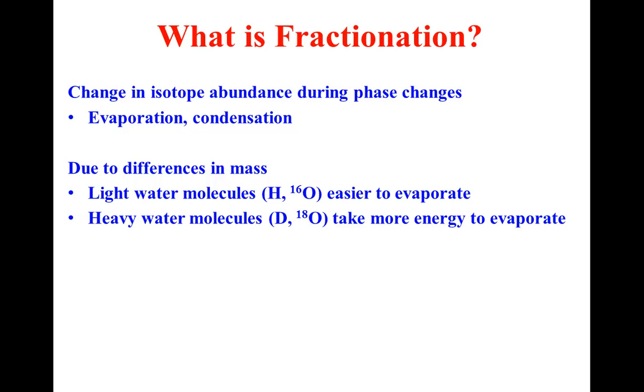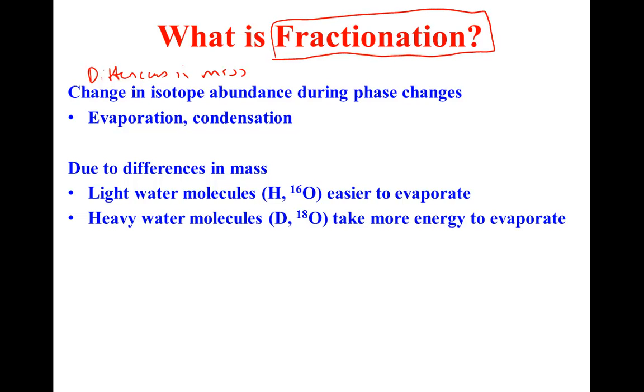Now, isotopes have differences in mass. As a result, they undergo a process called fractionation whenever they undergo a phase change. What is a phase change? Well, a phase change is something like a change from solid to liquid, or from liquid to gas. With respect to water molecules, of course, water evaporates from the ocean. It's going from liquid to vapor. That's an example of a phase change. And then water vapor condenses in the atmosphere to form precipitation, going from vapor back to liquid. And so that is also an example of a phase change.